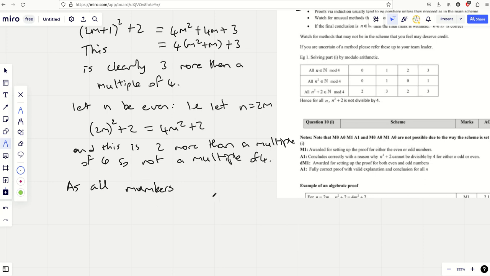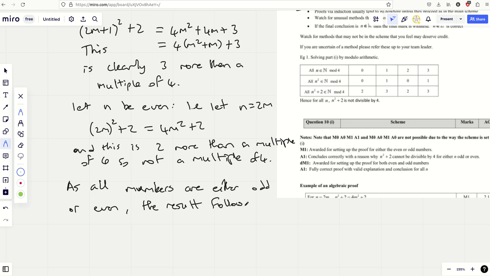But anyway, as all numbers are either odd or even, it follows that no number works. Let's just say the result follows. The result follows. They should understand that.